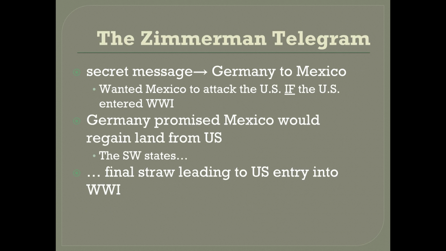The next thing that's going to bring the United States into this war is something known as the Zimmermann Telegram, which was discussed in detail last year. It was a secret message that was sent by Germany to Mexico, asking Mexico to join the war. And if they did, then the Germans were going to grant them land that the United States had gotten during the time of the Mexican War, mainly the southwestern states. This was the final straw that's going to lead the United States into entering World War I.